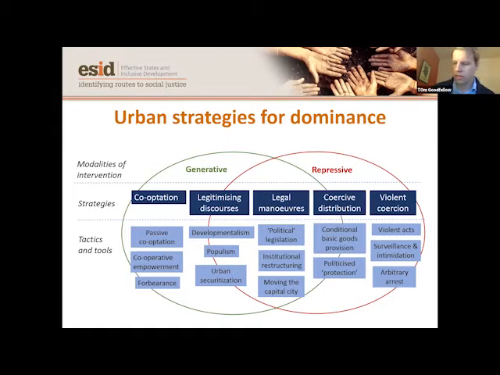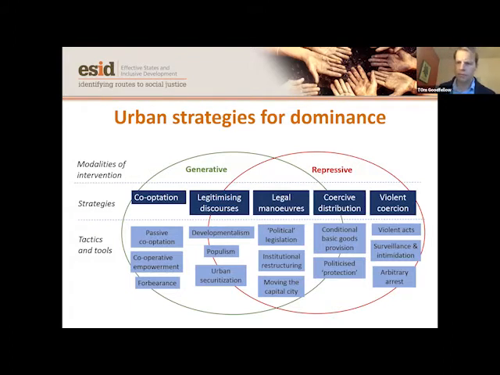And we can contrast those with repressive forms of intervention, where the primary goal of that intervention is to constrain or crush opposition in some way. Now, obviously these overlap, and things that might be intended as generative could also have repressive side effects, deliberately or otherwise. And then within these two overlapping general modalities, we identified five types of strategies, which I'll unpack a bit later on. Some of which are straightforward repression and coercion, or on the other end, co-optation, trying to generate new sites of support.